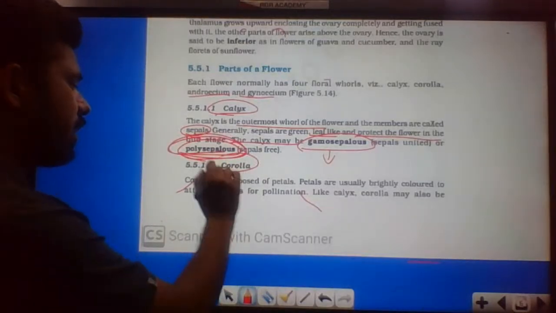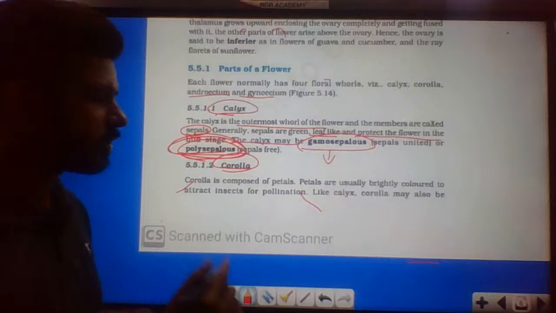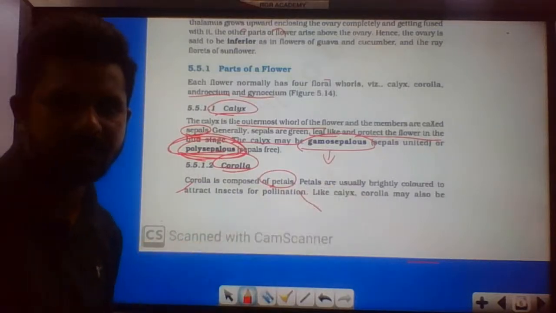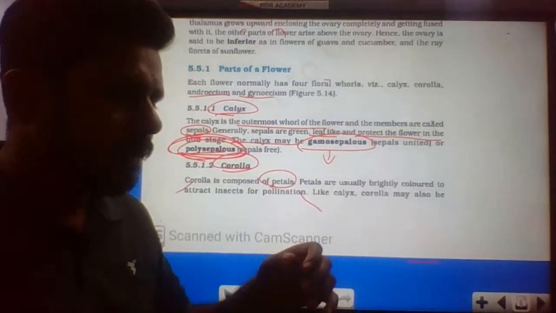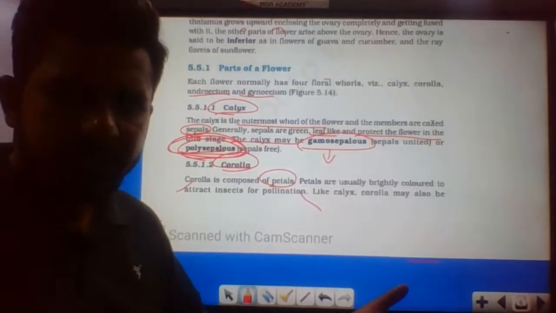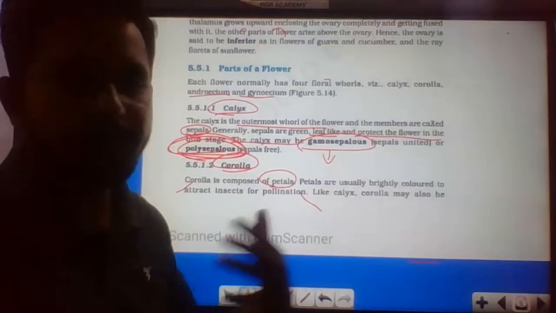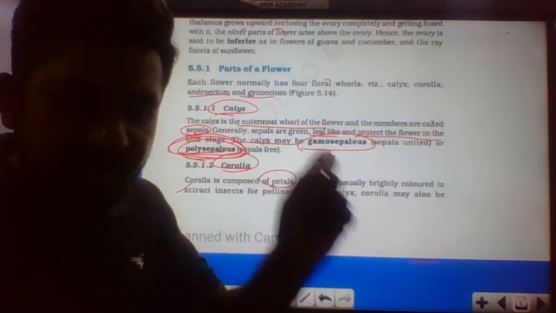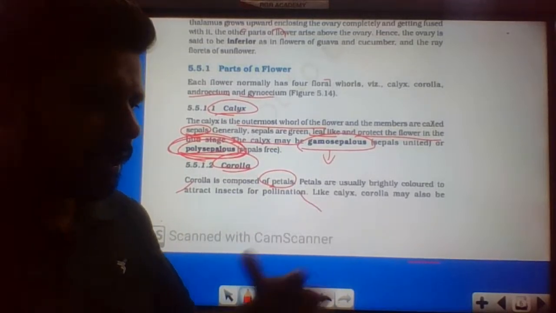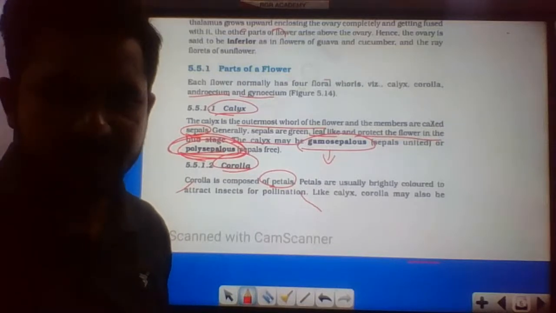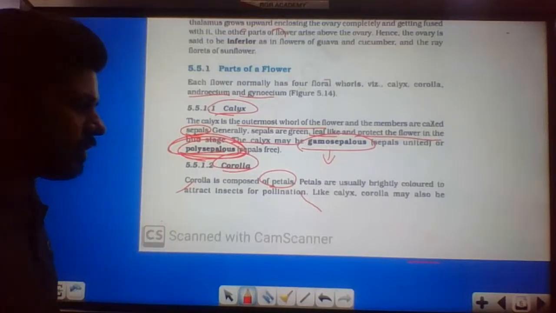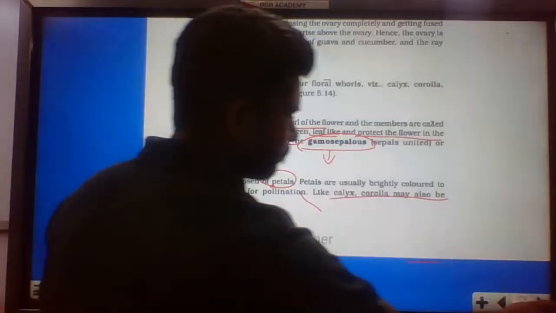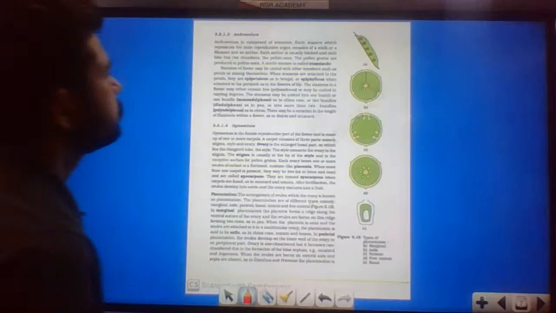The same applies to the corolla. The corolla is composed of petals, and they are bright colored structures. Why do we say bright colored? Because the flowers require pollination, so to attract pollinating agents they produce different colors. That is one of the characteristic features of flowers which require biotic pollinating agents. Okay, let me discuss another one, calyx and corolla.